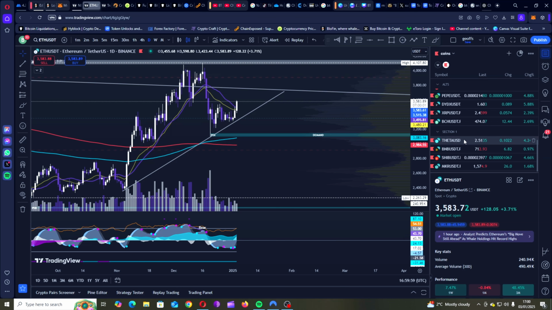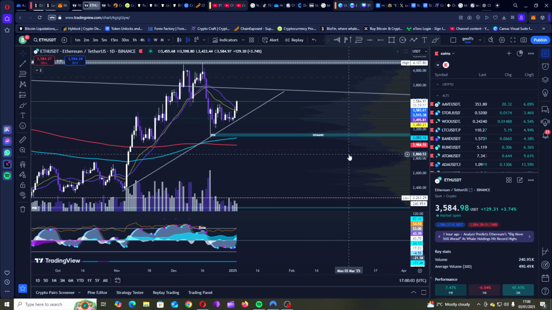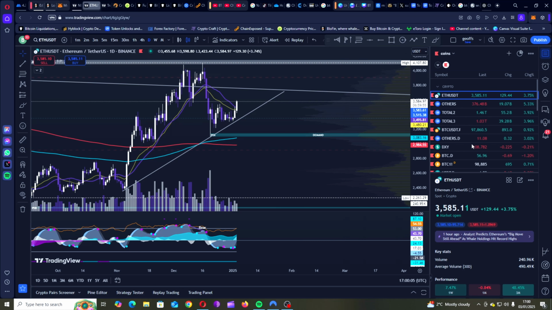Let's see if we can get some killer entries in these altcoins for this push up, because we all know Q1 is a very, very bullish time for crypto and for most markets. So we'll go through Total 2, Total 3 and others as well while we're at it. So yeah, let's get straight into it, guys.